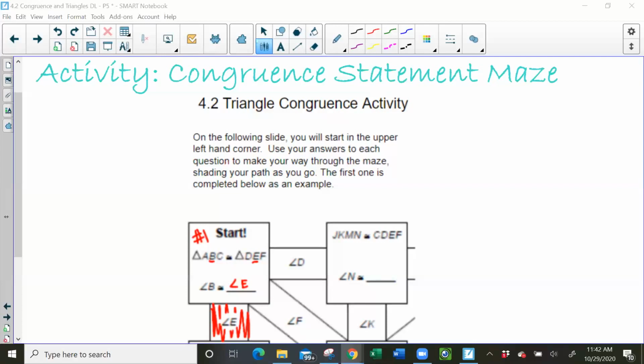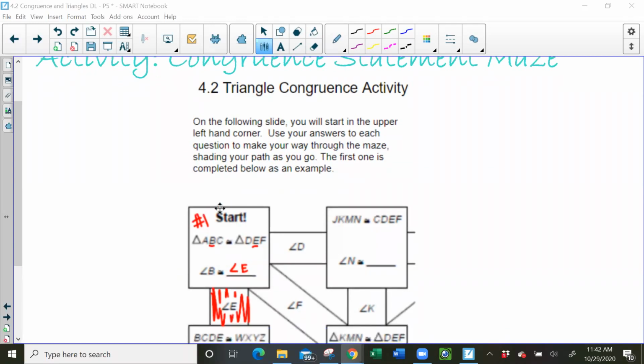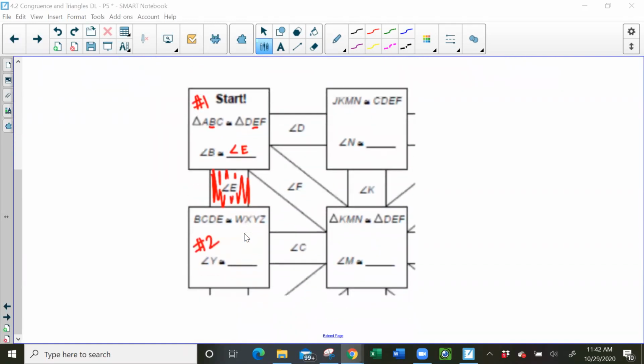Yeah, so it'll be on this page when you open it up. So click on the link that is in today's folder. It says 4.2 PD congruent statement activity. Refresh the page if you need to. Click on that link. It'll take you to this. And this is similar to what we did before. The starting point is again at the top left. We did the first problem for you.